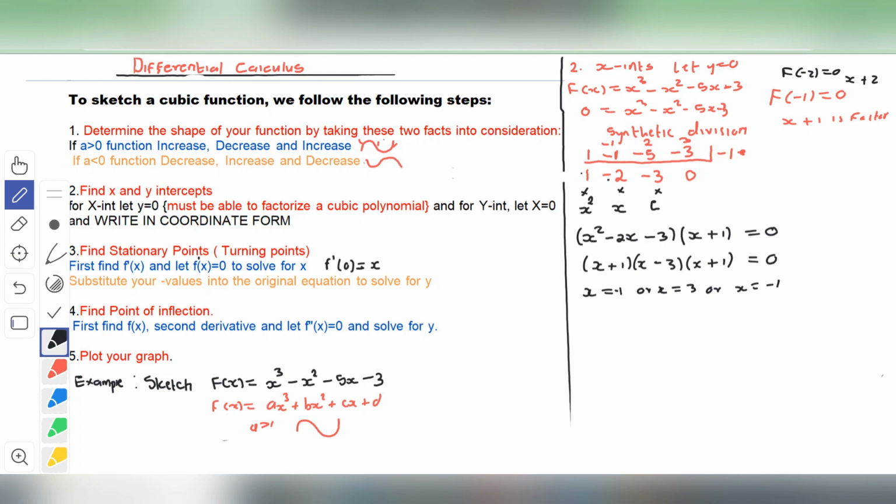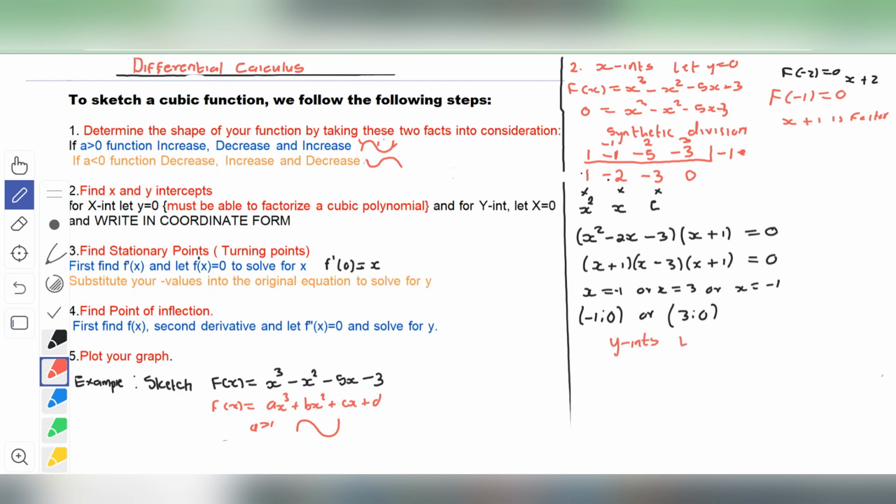So remember, we said from the steps, after that, write in coordinate form. How do we write in coordinate form? For -1, we are going to have -1 and 0, or for 3, we're going to have 3 and what? And 0, right? So meaning we're done finding what? The x-intercept. Let's now find what? The y-intercept, right? So finding the y-intercept, it's easy. You don't need to use those methods.